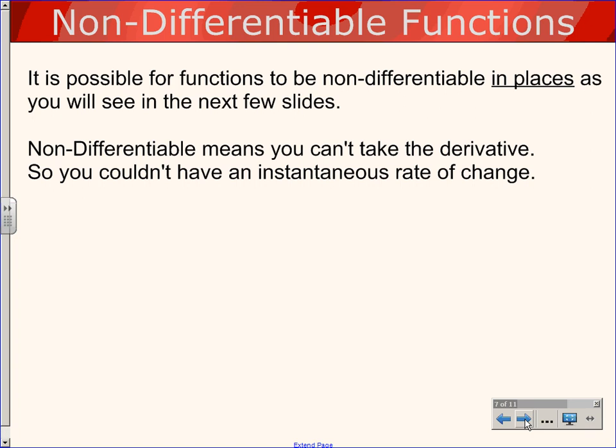What's going to happen here, though, is for the most part, how does that work? Well, you can't take the derivative if you can't get a tangent line. As long as you can get a tangent line, you can get the derivative.